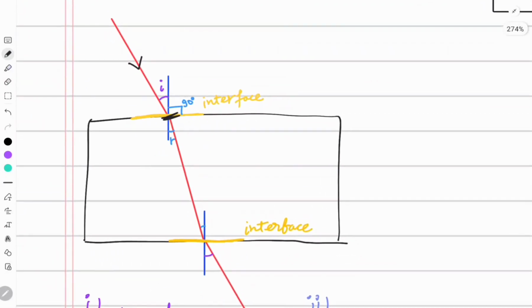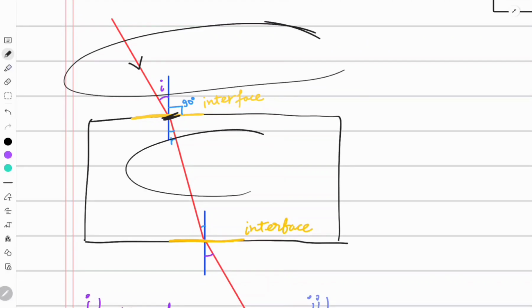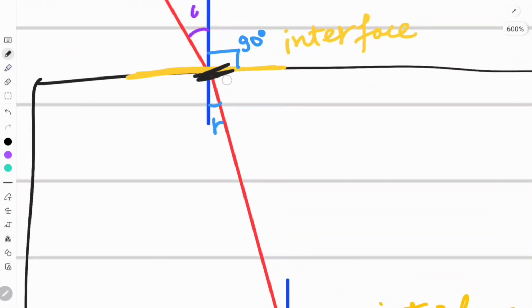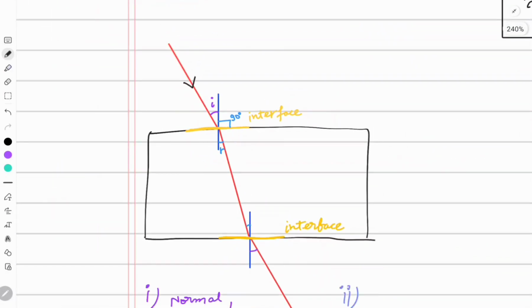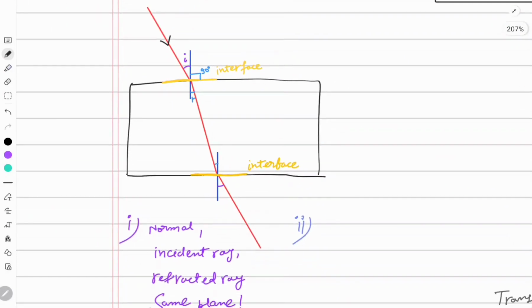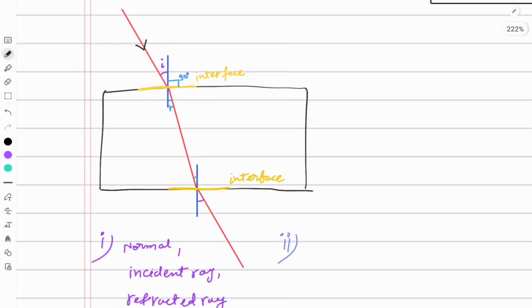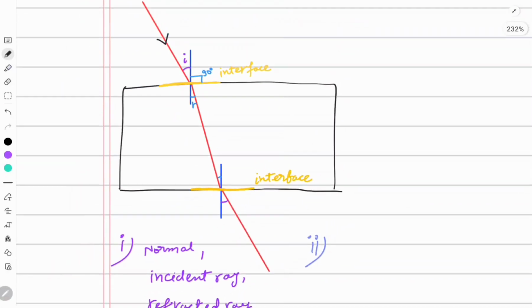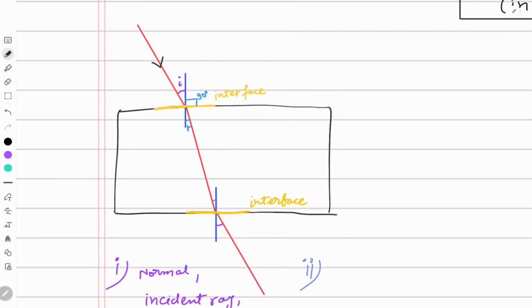What is an interface? Interface is nothing but the separation between the two mediums. This is the first medium and this is the second medium. So the place where two mediums meet is called the interface. When the light hits the interface, it bends. That's what we call refraction. And then it bends again when it hits the second interface, and then it goes out parallel to the ray that hit the first interface.